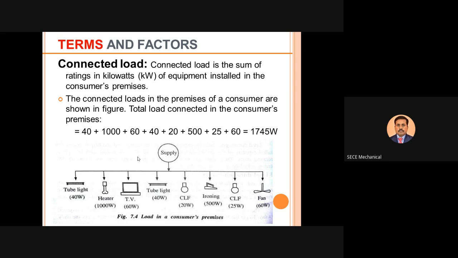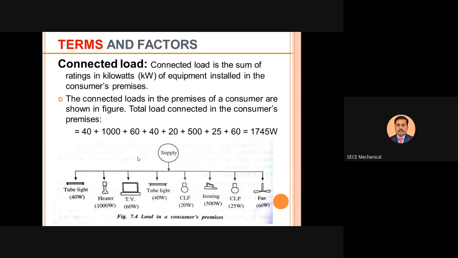Total sum of the load in a consumer premises, any house or maybe industry or whatever it may be. Many components may be used for different applications. If you want to operate that component, you need power. So the power requirement of each component should be calculated. Then you have to add all the components' power loads, and that will be the total load. By this way a connected load can be calculated in each area.